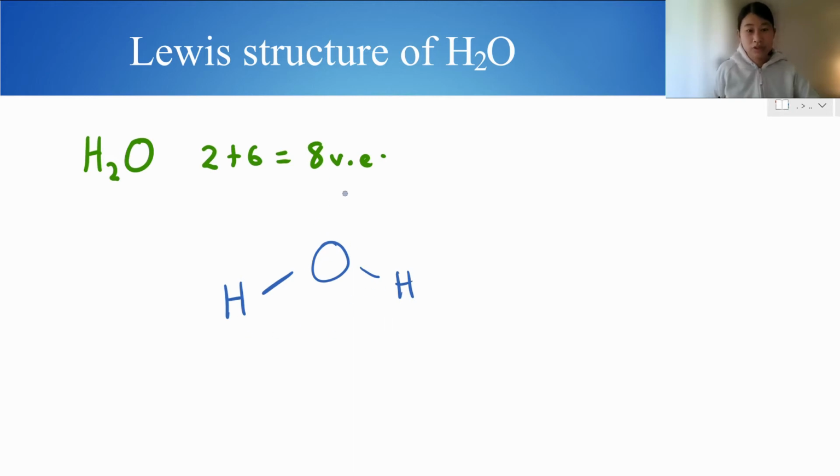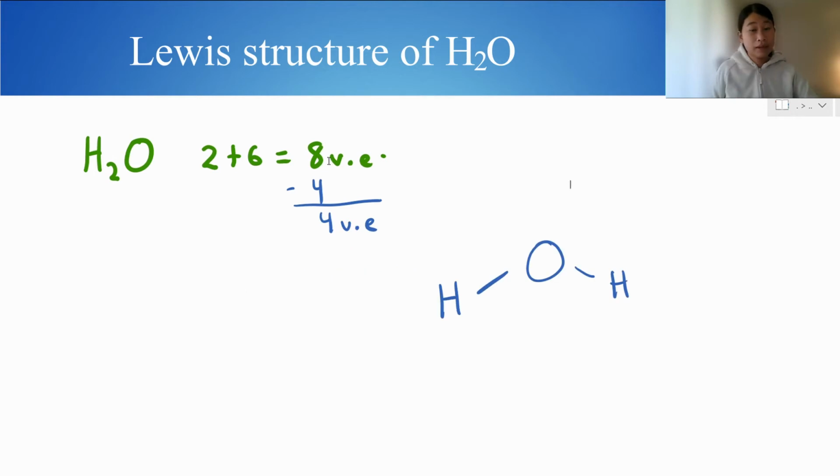Okay. Next, we're going to see how many valence electrons we already used, which is 4 because we made 2 bonds. And now we're just going to figure out how many valence electrons we have left to use. 8 minus 4 is 4, so we'd still have to draw 4 more valence electrons. And these are usually drawn on the outer atoms first and then on the central atom.